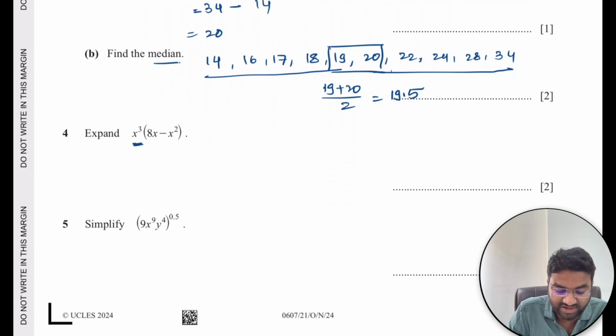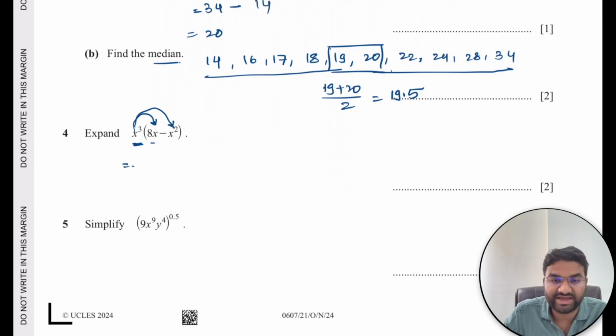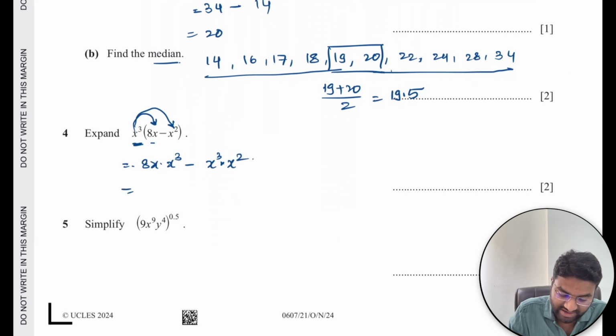Then we have to expand this bracket: x cubed times 8x minus x squared. Here you have to multiply each and every term in the bracket. It will be 8x times x cubed minus x cubed times x squared. So here it will be 8x to the power of 4 minus x to the power of 5.